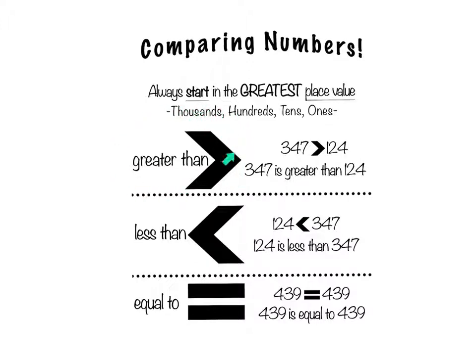Here is the symbol for greater than. You would draw that little triangle thing facing that way. Then here is the sign for less than. And then you also have equal to, when the two numbers are equal. Let me show you an example on how to compare numbers.